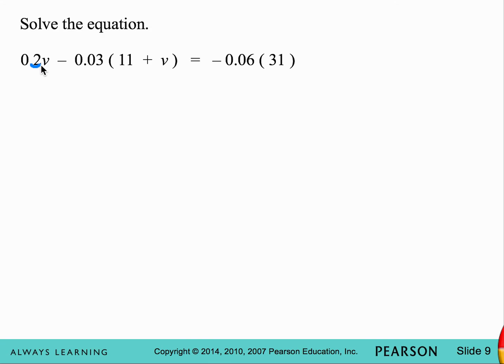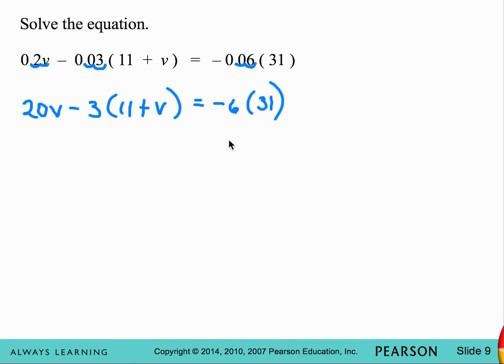So if I'm going to move this 2 places, that makes that 20v. If I move this 2 places, that makes that minus 3. There's no decimals inside the parentheses. And if I move this 2 places, that makes that minus 6. And then I don't have to worry about my decimals anymore. So let's get rid of parentheses. Minus 33 minus 3v equals negative 186.